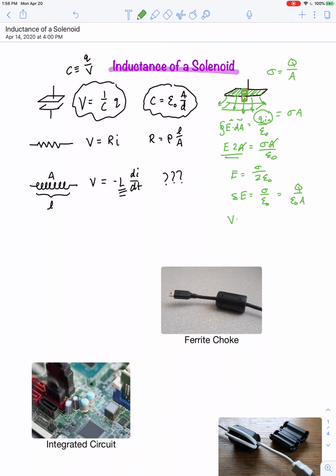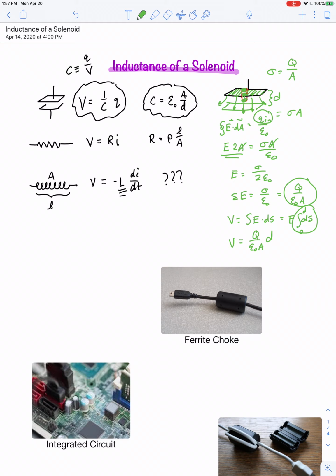And then voltage is equal to the integral of E dot ds. So if the distance between the plates is d and the electric field is uniform, we can take it out of the integral. So we have E times the integral of ds as we go from 0 to d. And so we just have V is equal to, well, E is Q over epsilon naught A, and the integral of ds from 0 to d is just d.